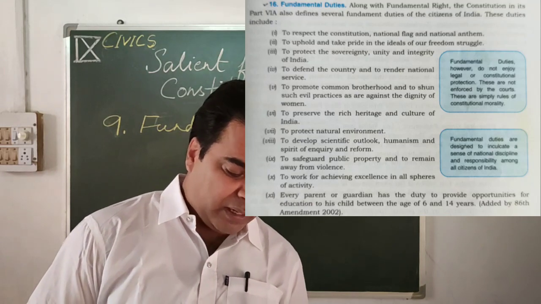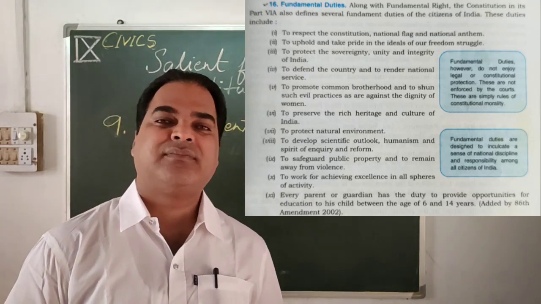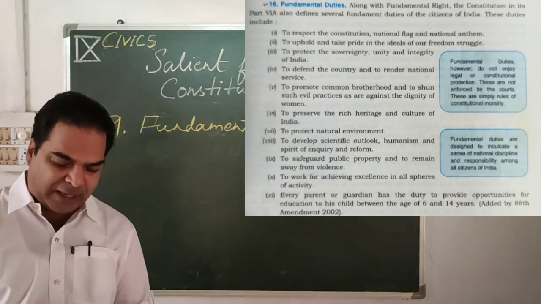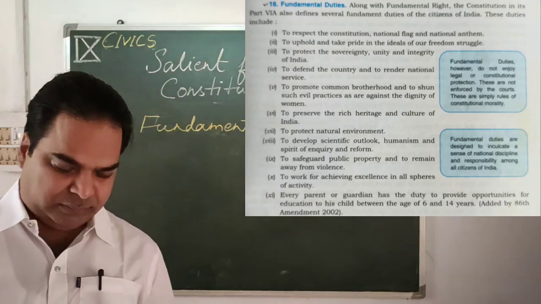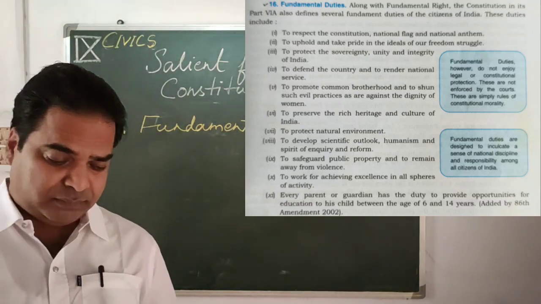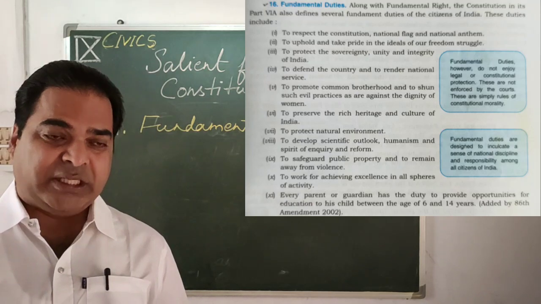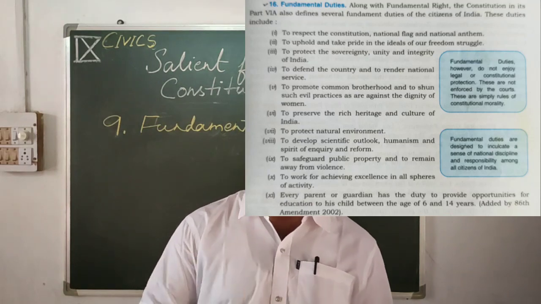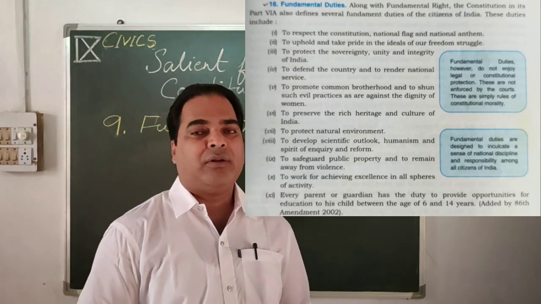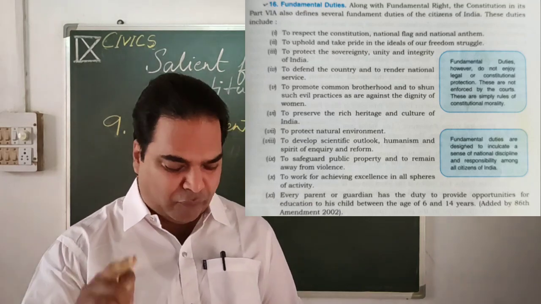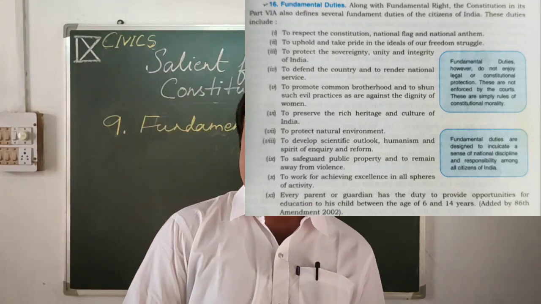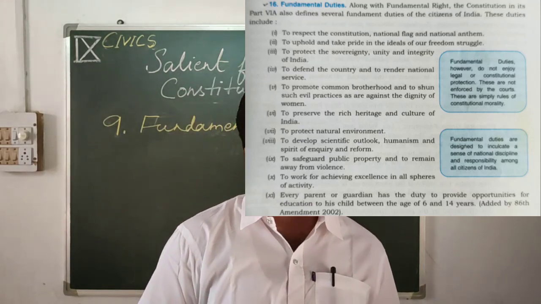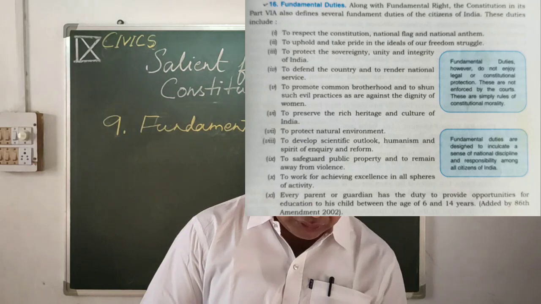And the last one, every parent or guardian has the duty to provide opportunities for education to his child between the age of 6 to 14. So it is the duty of every parent to provide opportunity for the children between the ages of 6 to 14. So parents must provide them opportunity. They must send them to schools.